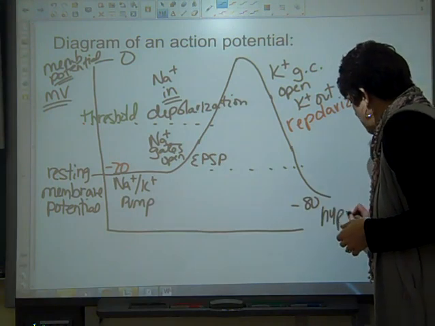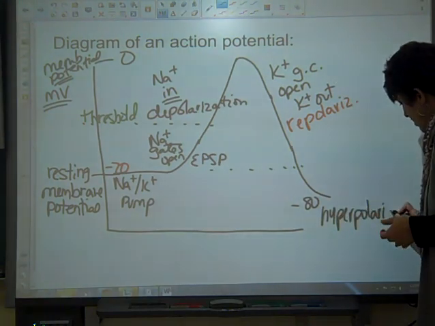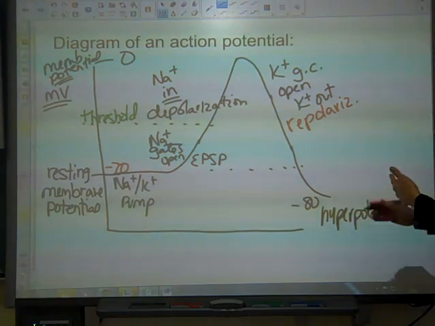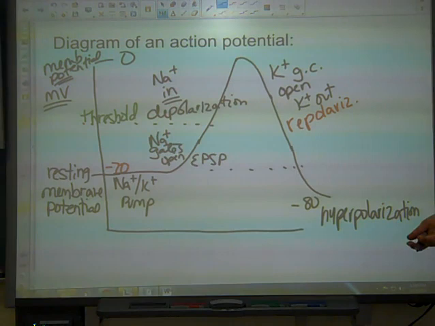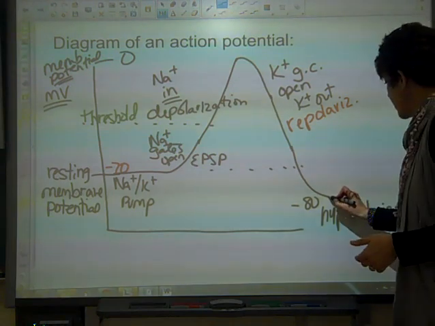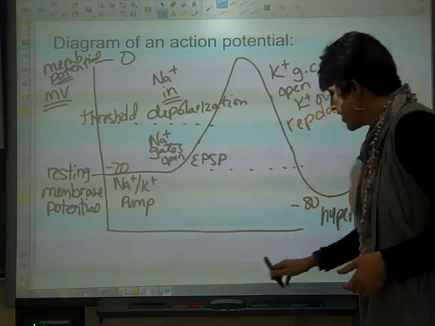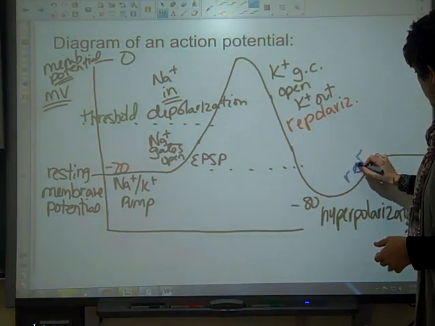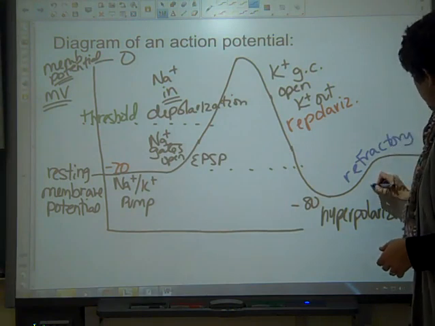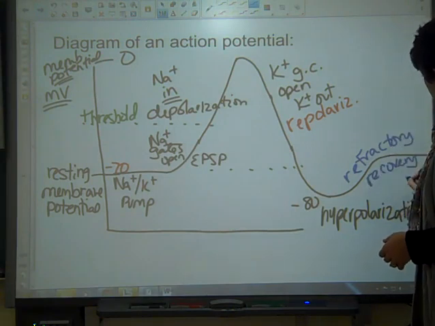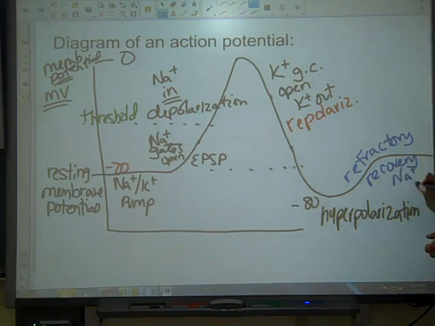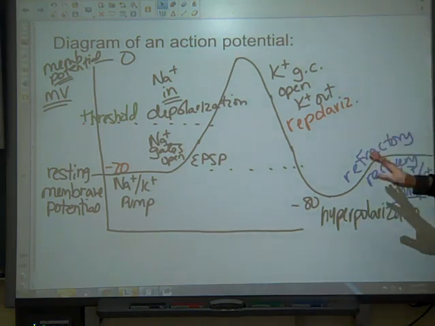We call this hyperpolarization. So it actually let too many potassium out. So now there's even more of a polarized membrane. It now needs to go through this. This last part right here is called the refractory, or sometimes you'll see it called the recovery phase. This is where the Na+/K+ pump works to get everything back to as it was at the start. And until it is back at this point where it's negative 70 and the sodium is back out and the potassium is back in, it cannot send another impulse.